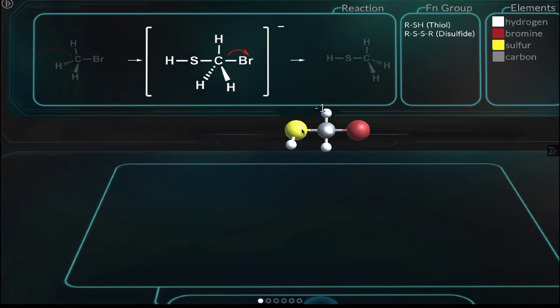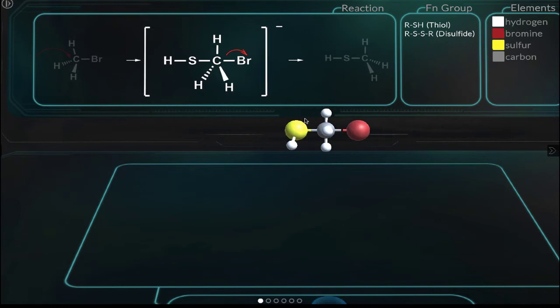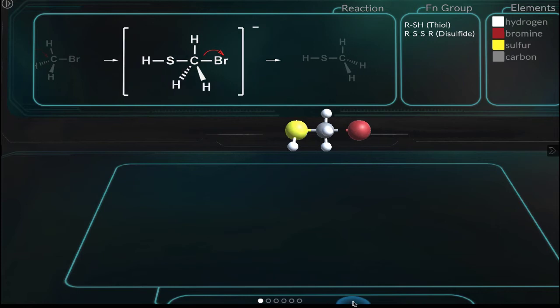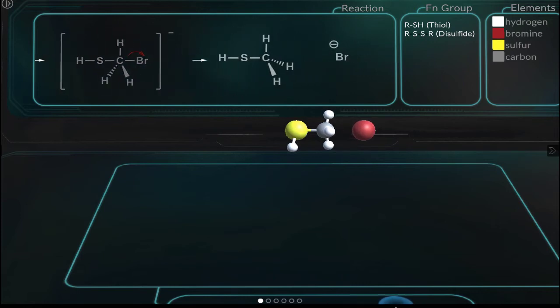And notice here as well, the sulfur is bent shape because, like oxygen, it has 2 lone pairs. So now as we proceed, notice that the sulfur is going to become strongly bonded here. So this bond gets shorter and this bond is going to get longer and eventually break off. And what we have is the electrons actually go with the bromide ion to give it an octet, and we've got our carbon now with an octet as well.